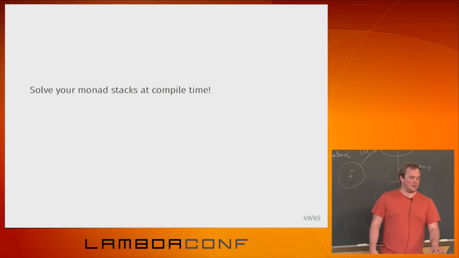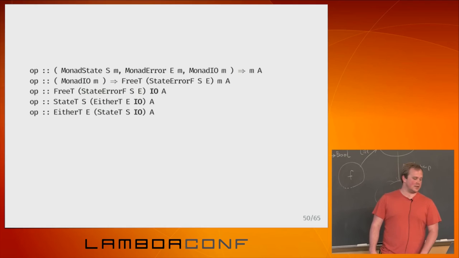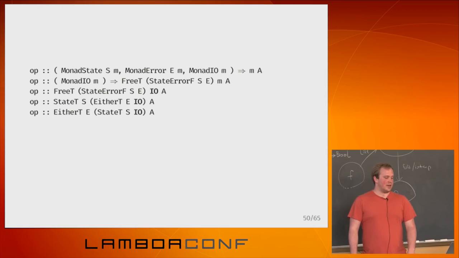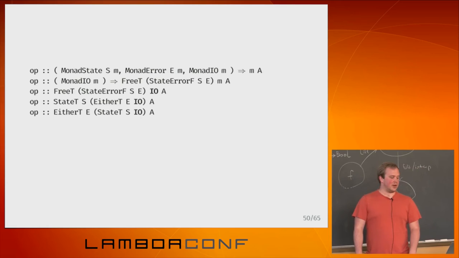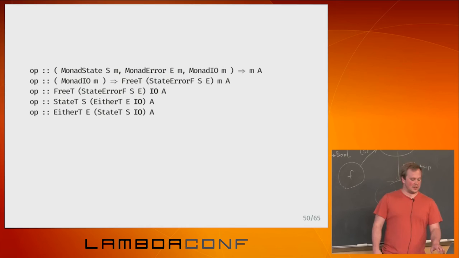And then when you compile it, the compiler will actually solve for you what the answer that you are demanding is. And so if we have an operation which requires state and error and I/O, we could solve that as a free transformer over some kind of state and error functor if we wanted. We can interpret it as the state transformer stacked on top of the either transformer stacked on top of I/O. We can interpret it in the other order. All of those things are ways of instantiating the demands that the person who wrote op needed.